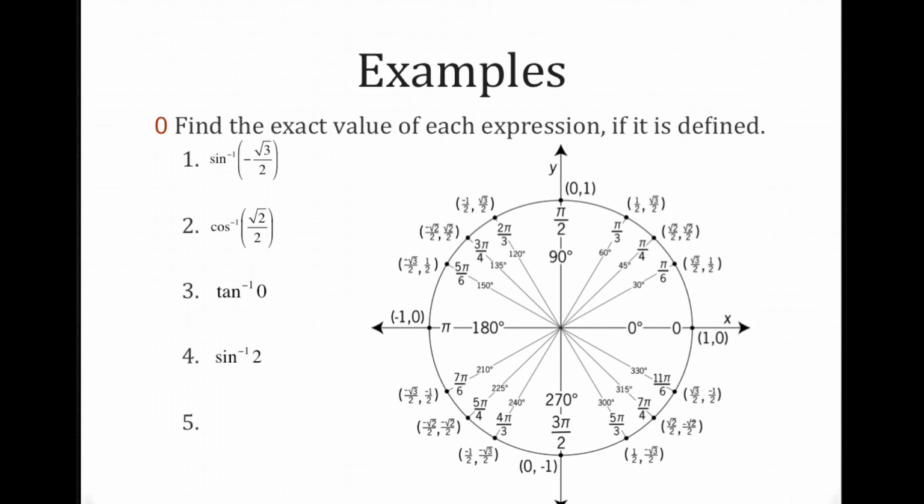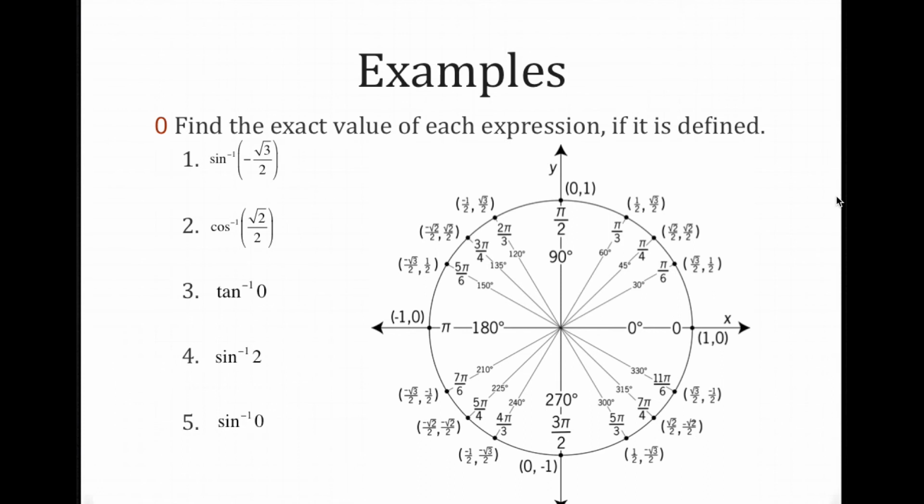Wait, inverse sine of 2. What angle gives me a sine of 2? This is when you should go, Miss Mickle, of course, there's no such angle. This must be undefined, right? One of our favorite words in mathematics. We don't know what to write, so we just write undefined, right? It doesn't make sense. That's why it says if it is defined.